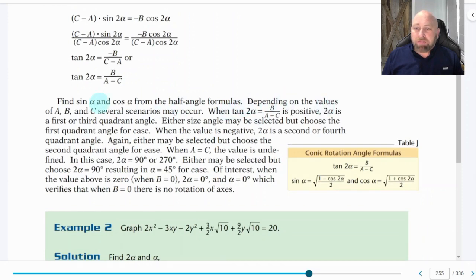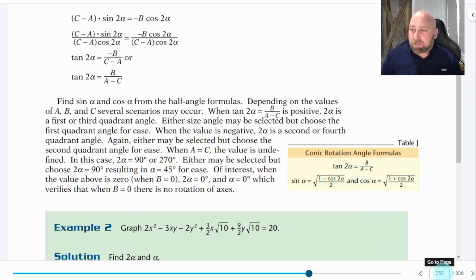Basically, depending on the values A, B, and C, several different things can occur. You're going to have half angles, double angles, different things. It gets somewhat complicated right here, but here are the rotation angle formulas. Keep these in mind, okay? Now, how do you get there?